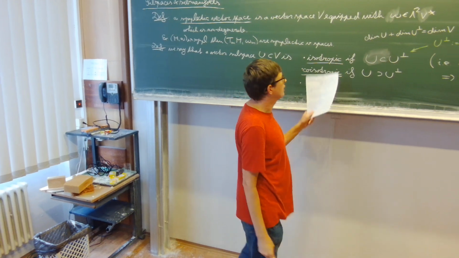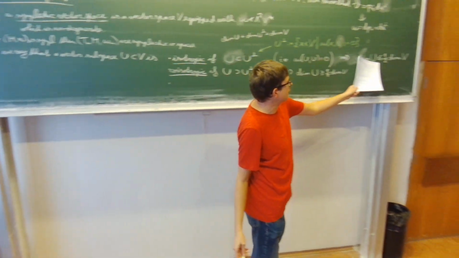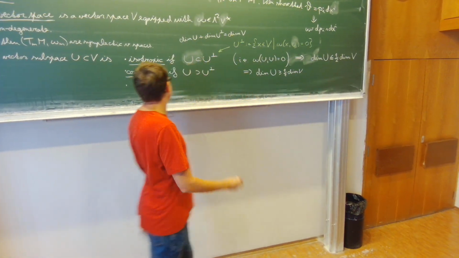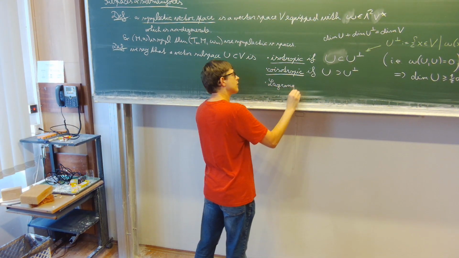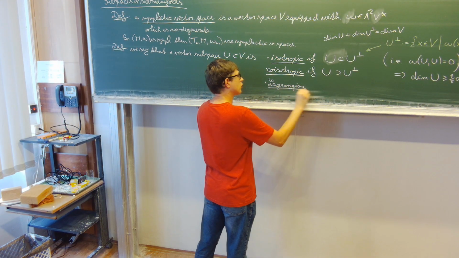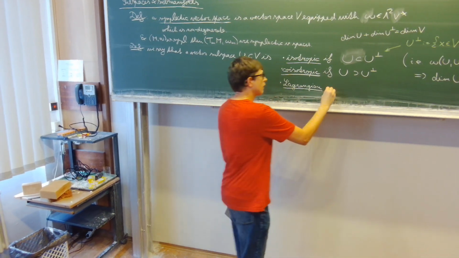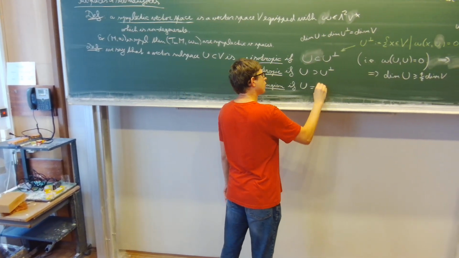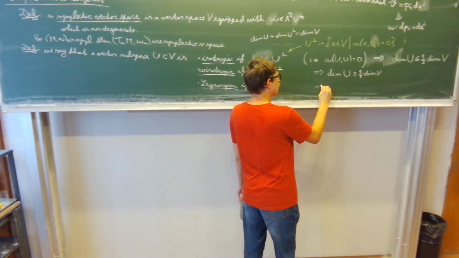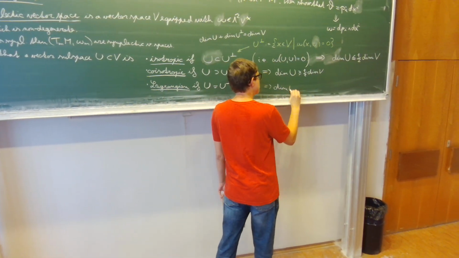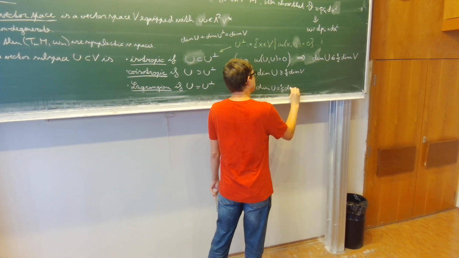Now you see that there is precisely one possible intersection of these two conditions, and that's what's called Lagrangian. So if you say that the subspace is Lagrangian, that's the most important notion. If U equals U perp, and this in particular means that the dimension of U has to be precisely one half of the dimension of V.